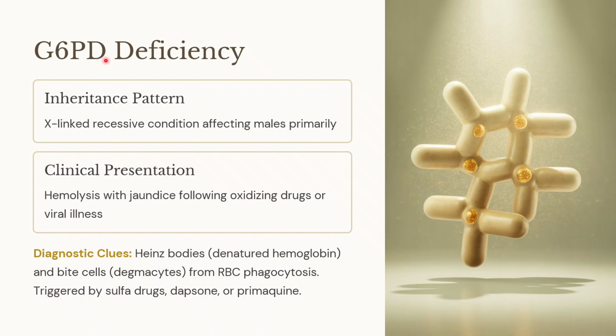Because of hemolysis, the hemoglobin which is present inside the RBCs gets denatured, and the denatured hemoglobin is known as Heinz bodies. These RBCs which contain the denatured hemoglobin or the Heinz bodies will be phagocytosed, or the spleen will try to remove them, resulting in cells also known as bite cells, or degmacytes.